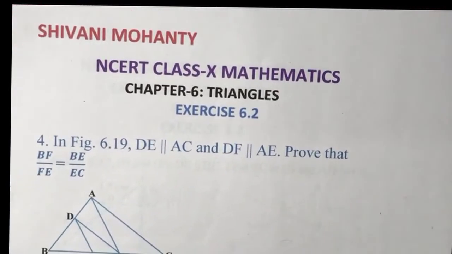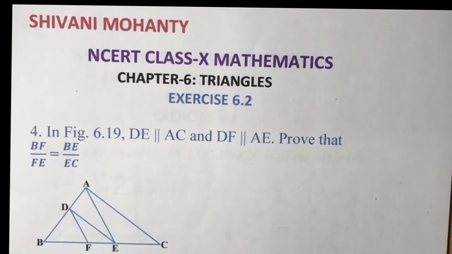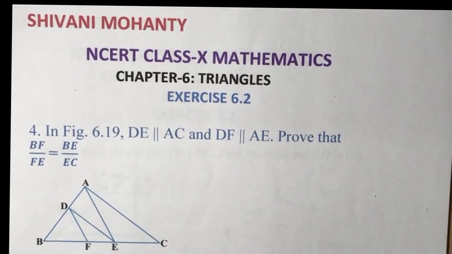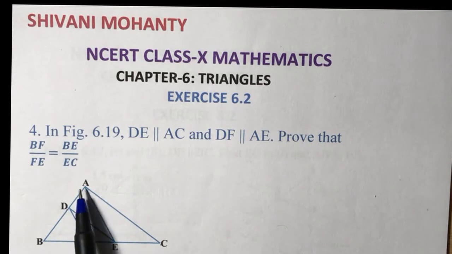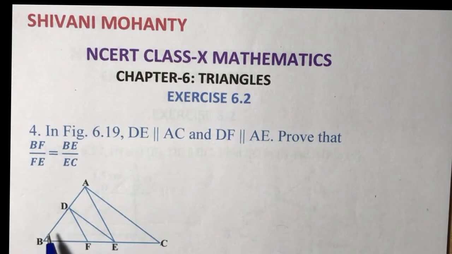So what is question number 4? Question number 4 states that in figure 6.19, DE is parallel to AC and DF is parallel to AE. Prove that BF by FE is equal to BE by EC.